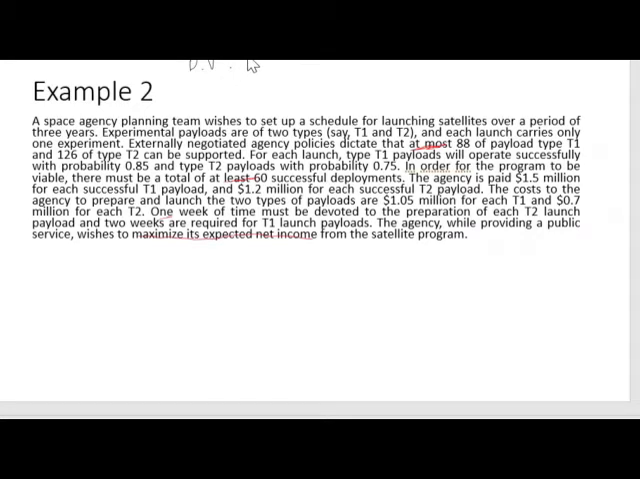that, for example, let's say X1. X1 would be our T1, the number of satellites to be launched carrying type T1. The number of satellites carrying T1. And then let's say X2 is the number of satellites carrying T2.